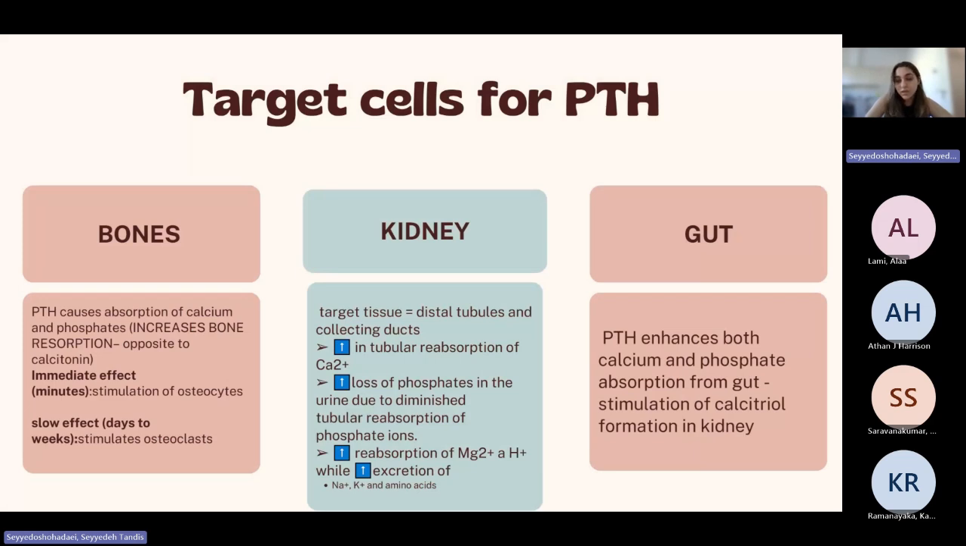The last one, which I'll talk about, is the intestine. The parathormone enhances both calcium and phosphate absorption from the intestine, and it will stimulate calcitriol formation in the kidney.